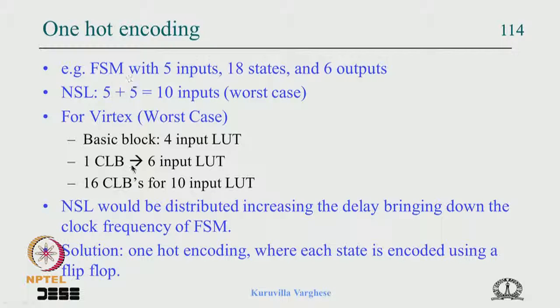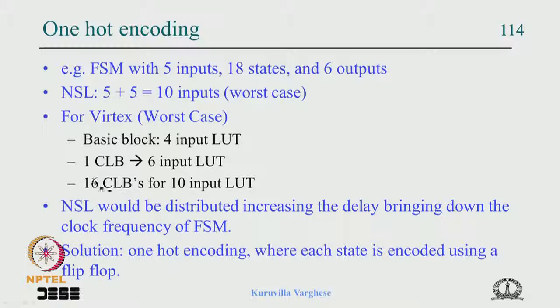So there are 10 inputs for the next state logic, and once again we assume the worst case in the Virtex. We have seen that a 5 input function can be implemented by cascading, or 6 input or 7 input can be implemented with 2 4-input lookup tables. But we assume again the worst case, for the sake of argument. So here we have 10 input next state logic. One CLB can implement a 6 input lookup table by, you know, 2 4-input making a 5 input, 2 5-input making a 6 input, and so on.